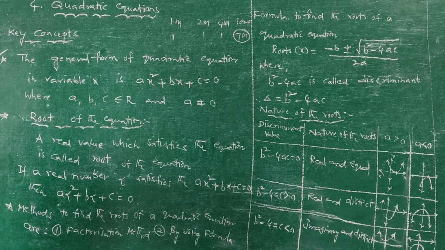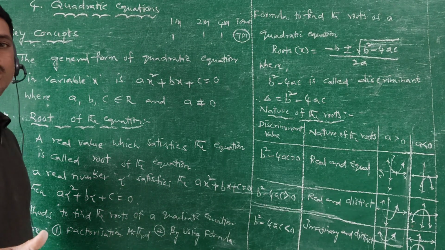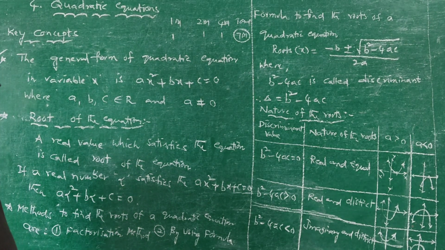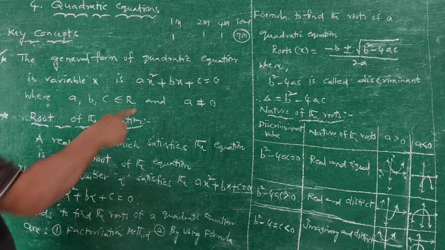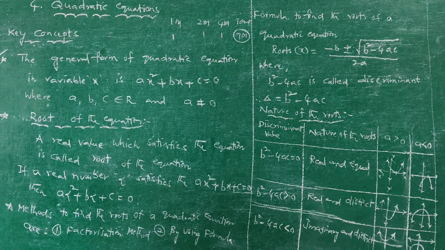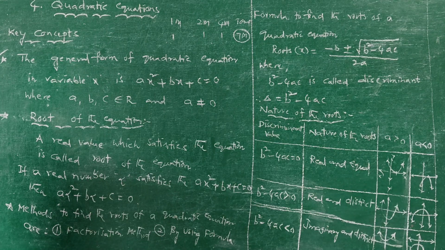In the previous class you learned what a quadratic polynomial is. ax square plus bx plus c is the quadratic polynomial, which has degree 2 in one variable. But when we equate this polynomial to 0, then what we get is nothing but a quadratic equation.